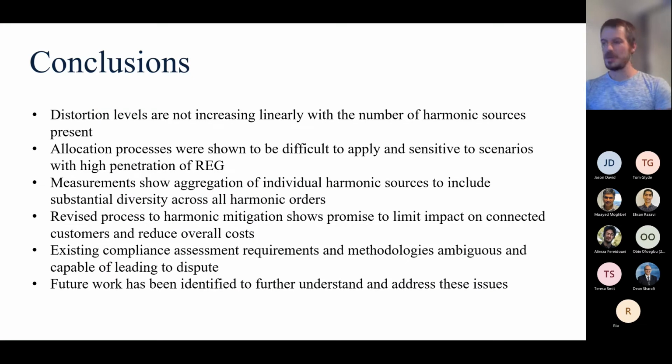So just 10 minutes over time, but just wrapping up. High level, distortion levels are not increasing linearly. Allocation processes are shown to be difficult to apply and very sensitive to renewable energy generation. Measurements show that aggregation of individual harmonic sources includes substantial diversity across all harmonic orders. Revised process harmonic mitigation shows promise in limiting impact on customers and reducing overall costs, not just for customers, but also NSPs. And existing compliance assessment requirements and methodologies are ambiguous and capable of leading to dispute.